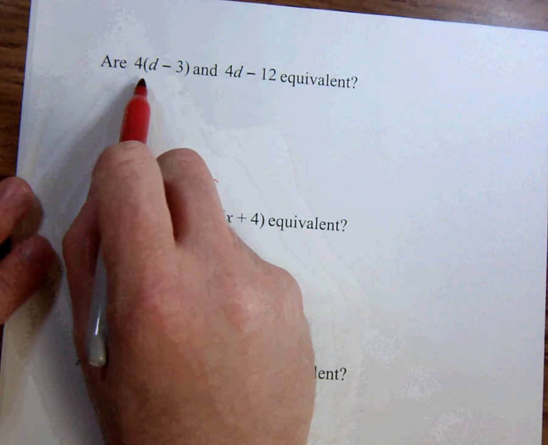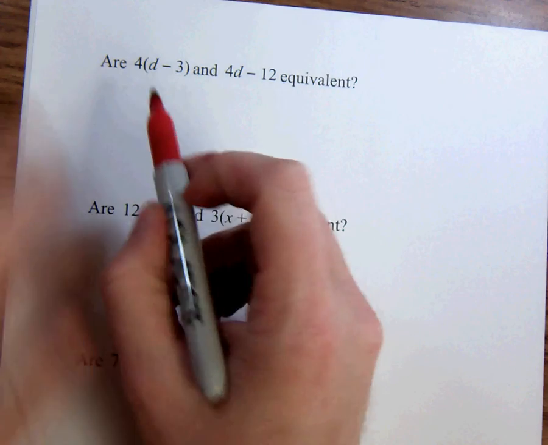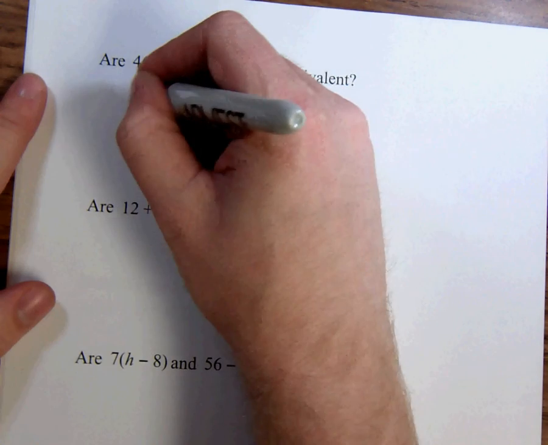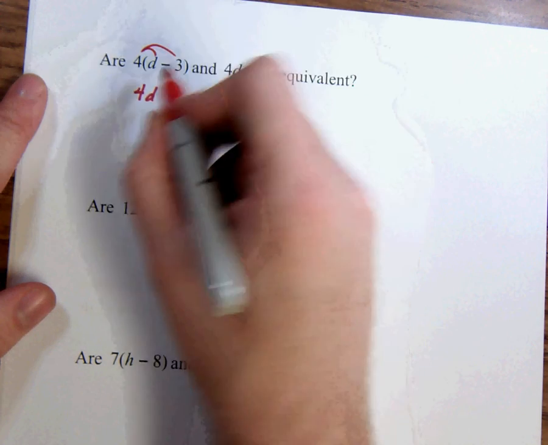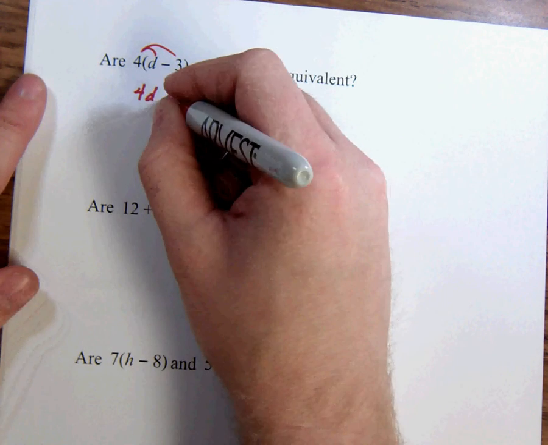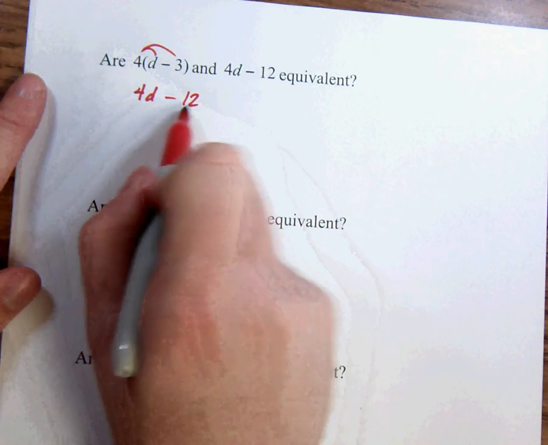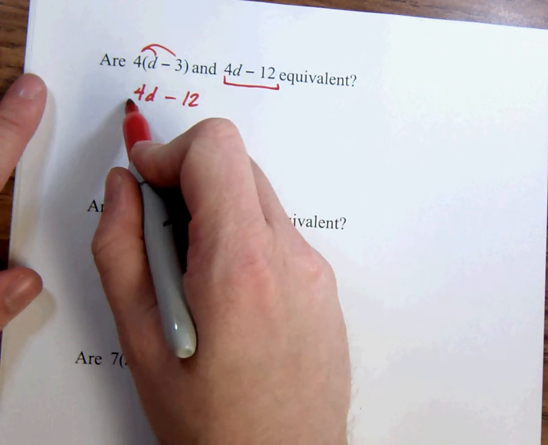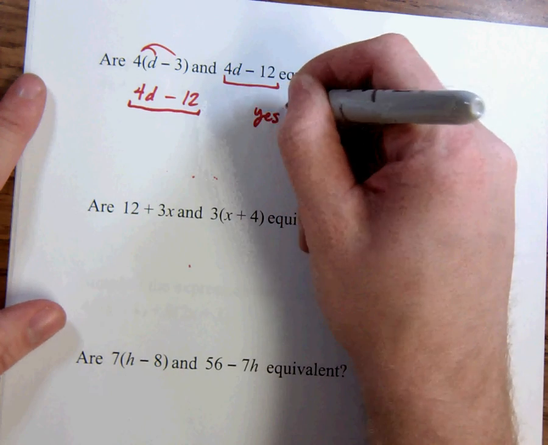So if I'm going to expand this, which expanding is probably just a tad easier, 4 times d is 4d. 4 times negative 3. Remember, we got to keep that negative there. 4 times 3 is 12. Now, if this is the same thing as this, they are equivalent, which they are. So we say yes.